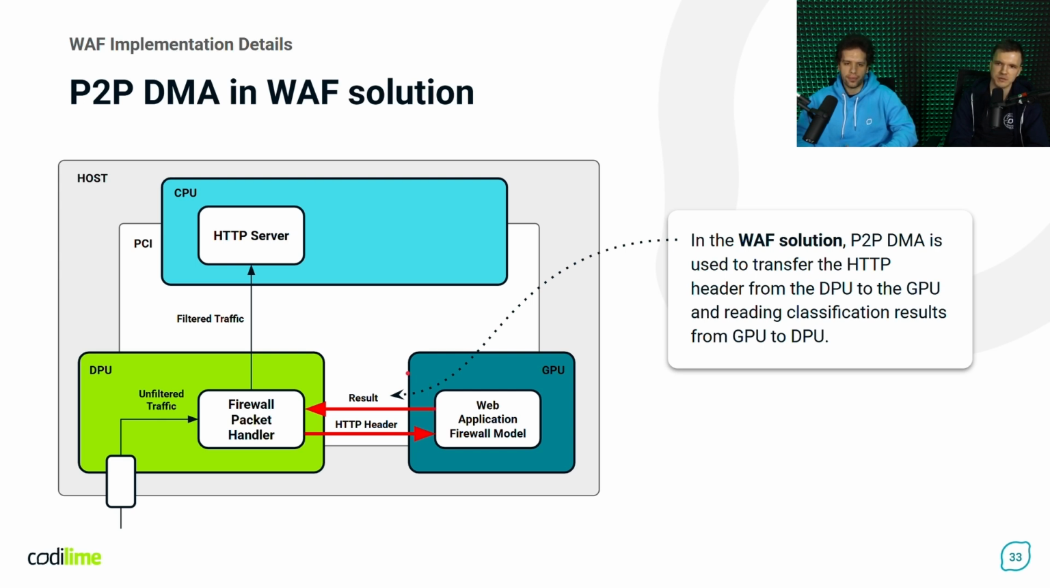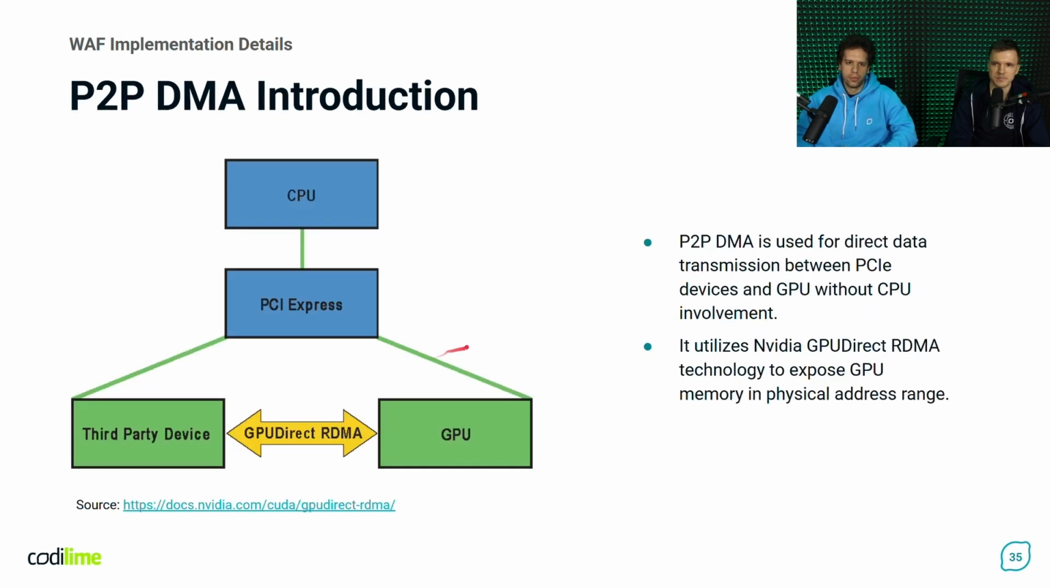To accomplish that, we have used peer-to-peer DMA. Peer-to-peer DMA is a way to transmit data between two different PCI Express devices without the use of the CPU. In our case, where we had a DPU and a GPU from NVIDIA, we were able to utilize NVIDIA GPUDirect DMA technology that allows us to expose GPU memory in the physical address range, and then the other devices can take this address range and map it in their DMA engines. So those devices can write to this memory like to any other, for example, to other CPU memory. It doesn't matter from the third-party device perspective.